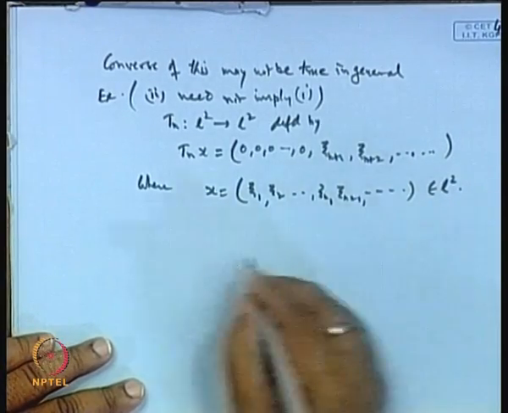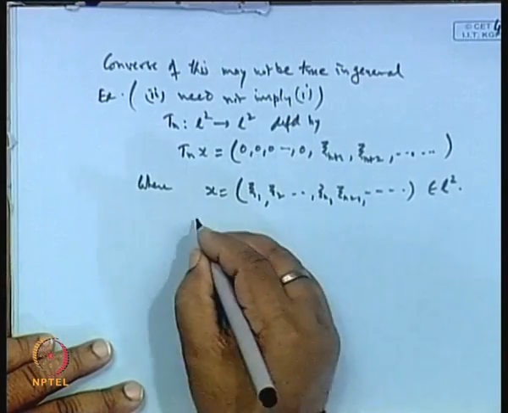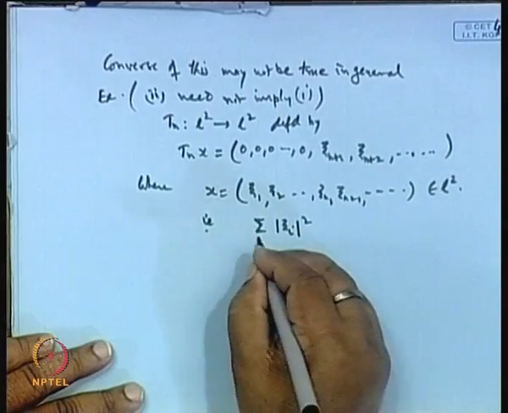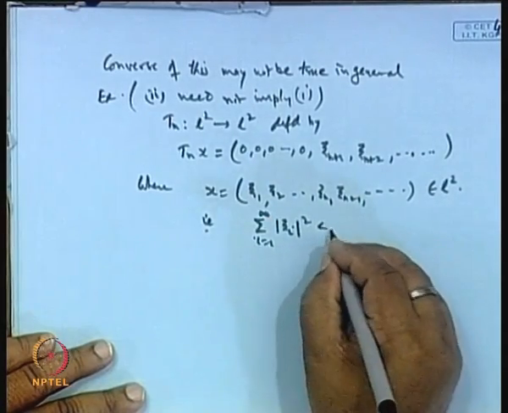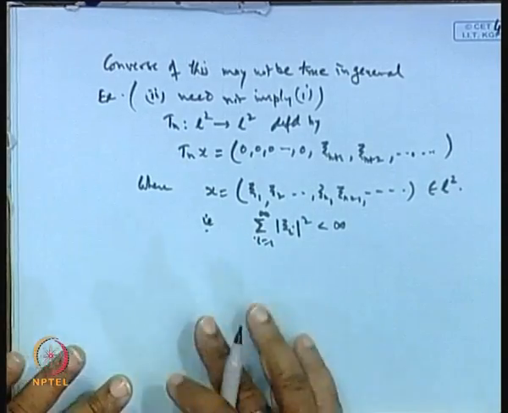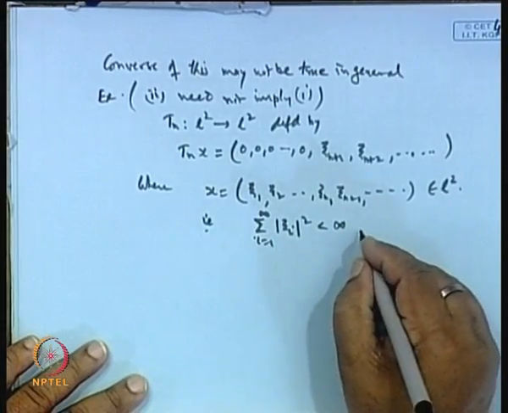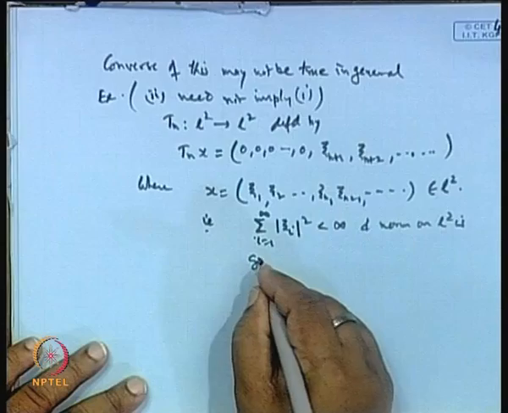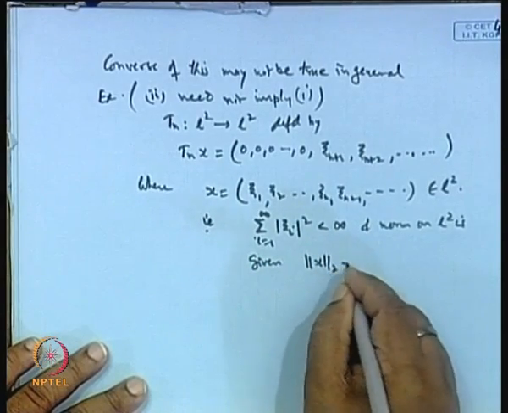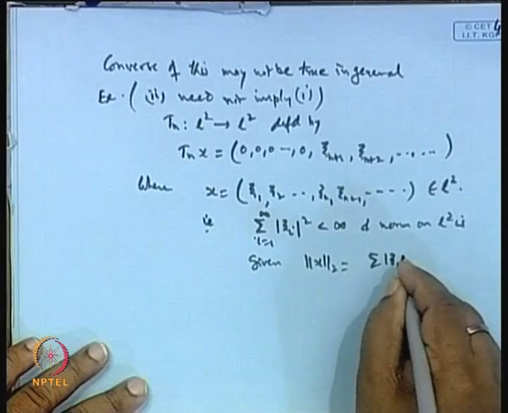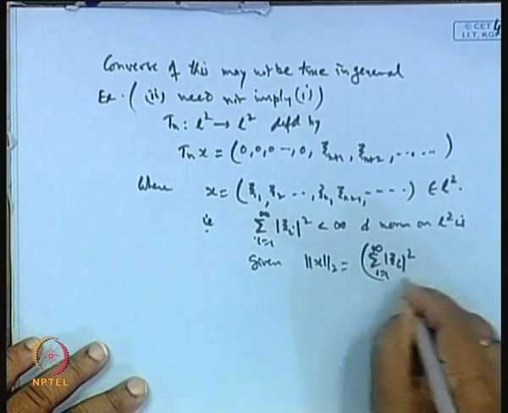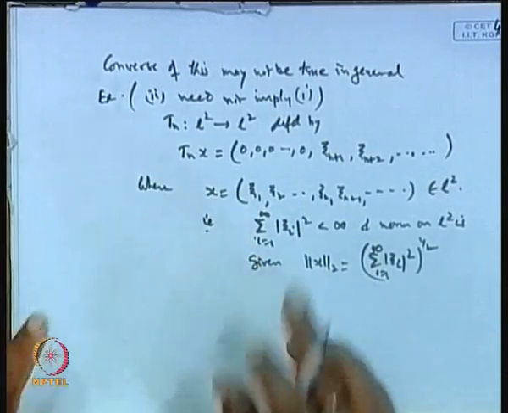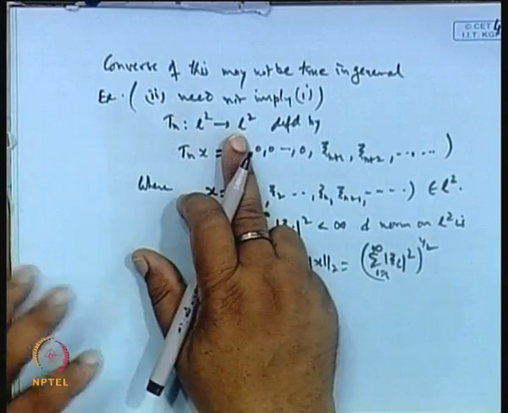x belongs to L2 means that sigma of mod xi r whole square, i from 1 to infinity, is finite, convergent. And the norm on L2 is given as norm of x equals sigma of xi i square, power half. This is the norm on L2. So, under this norm, Tn x is a point in this space.